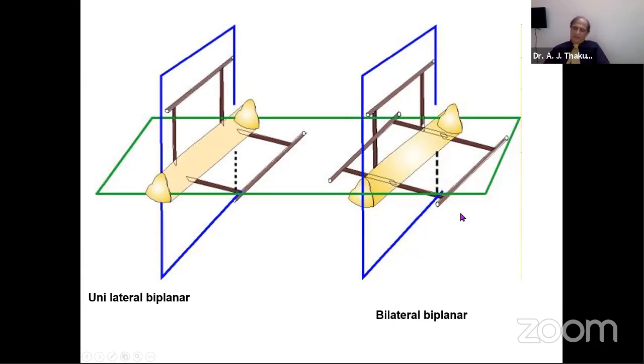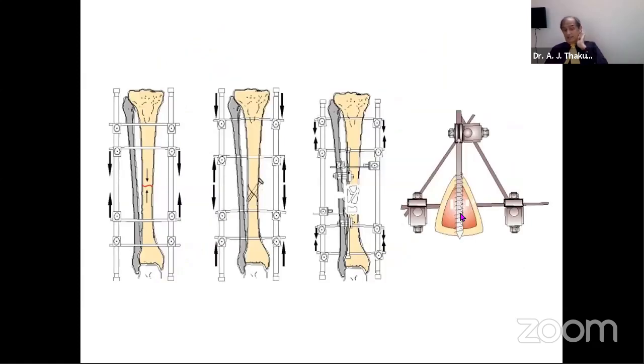Again, bilateral frames are no longer used. They were very popular at one time, and these kinds of configurations were used for quite some time. You would even see that there is a transfixing screw. These drawings were from references in the 80s and 90s. Today, nobody is going to put a transfixing screw here unless he has a very good reason for it. So these frames are no longer used. I have included them just for historical importance.